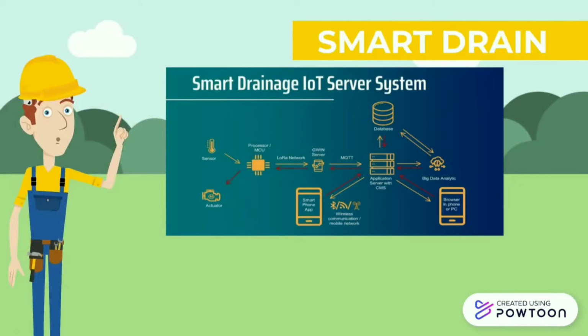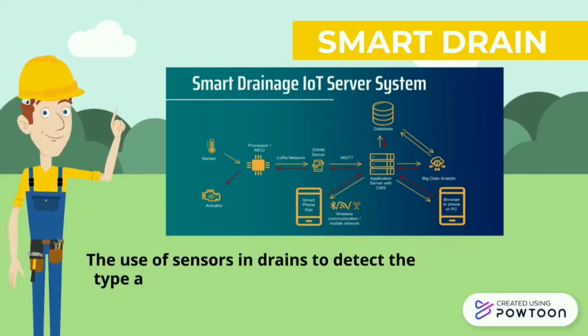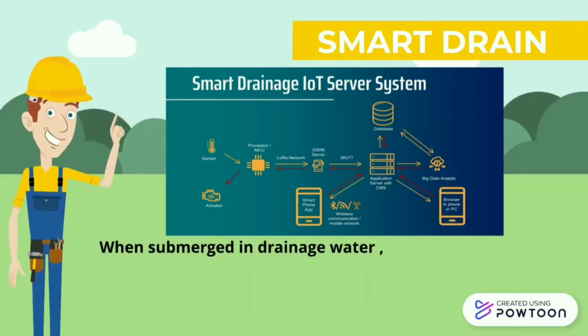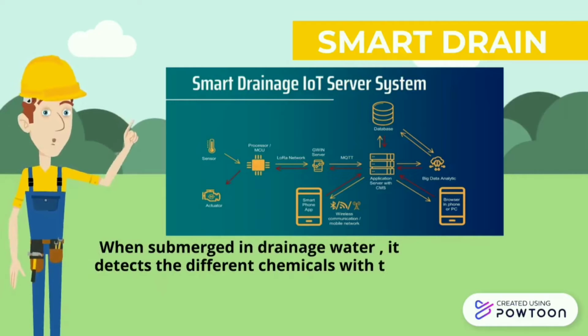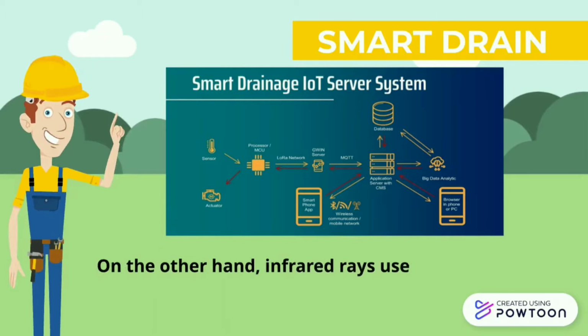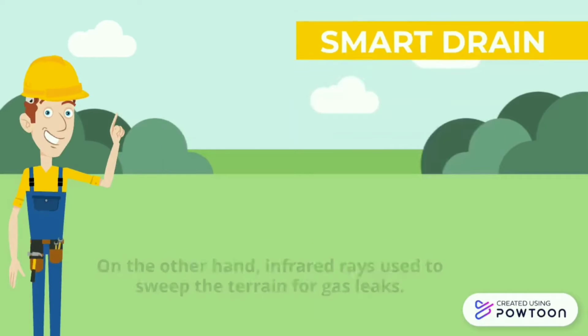The first recommendation is smart drains. The use of sensors in drains to detect the type and level of chemicals getting into water. When submerged in drainage water, it detects the different chemicals with the help of software specifically developed to check the concentration of chemical ions. On the other hand, infrared rays are used to swab the terrain for gas leaks.